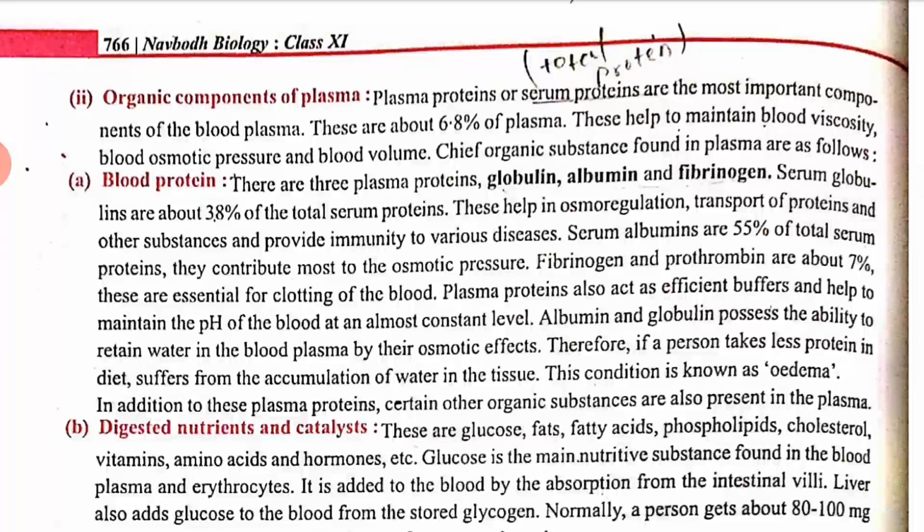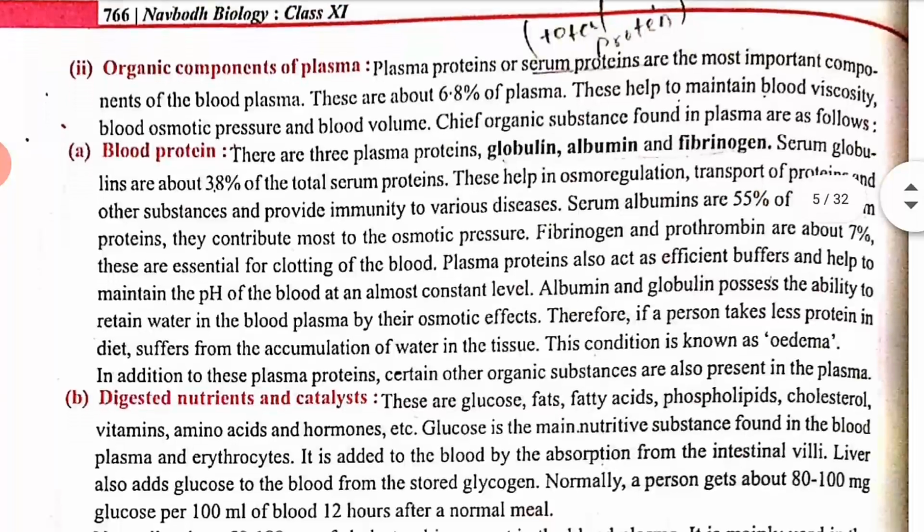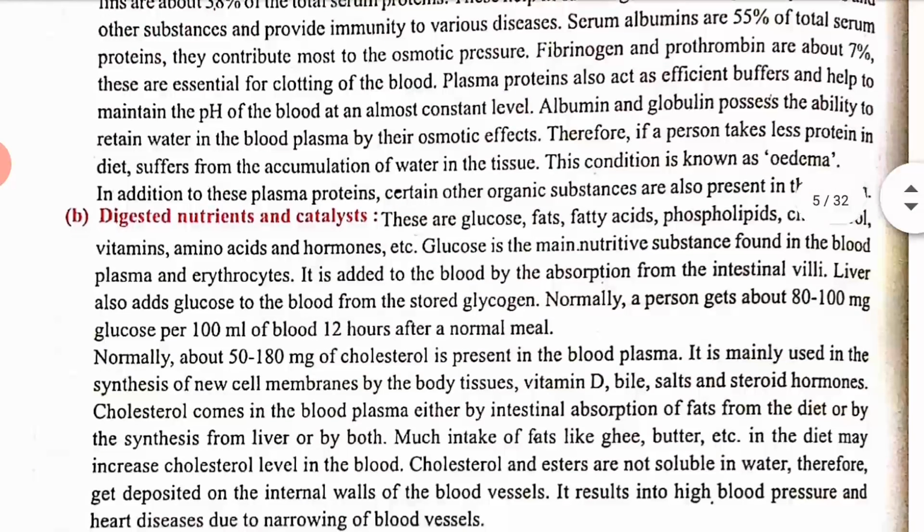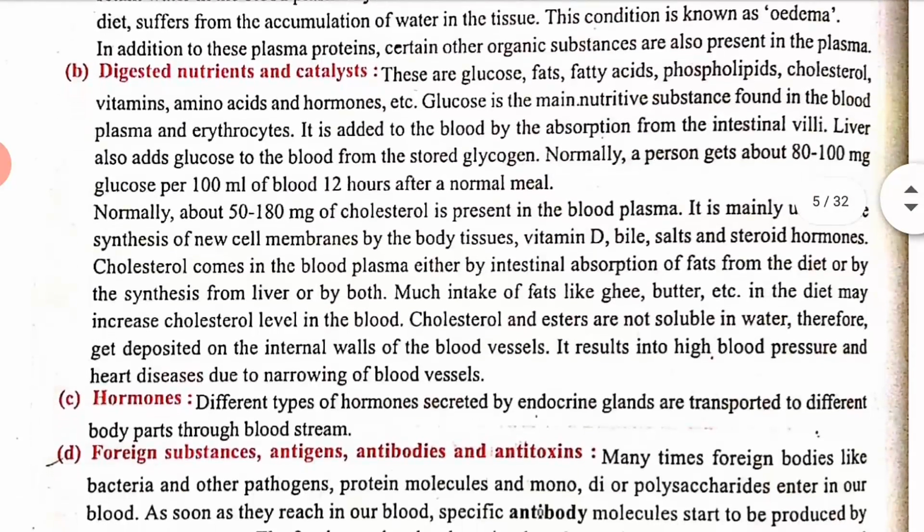Chief organic substances found in plasma are as follows. So what are the chief substances? Like blood proteins, the proteins which are present in blood, like globulin, albumin, fibrinogen, all these things. Now next we have digested nutrients and catalysts.